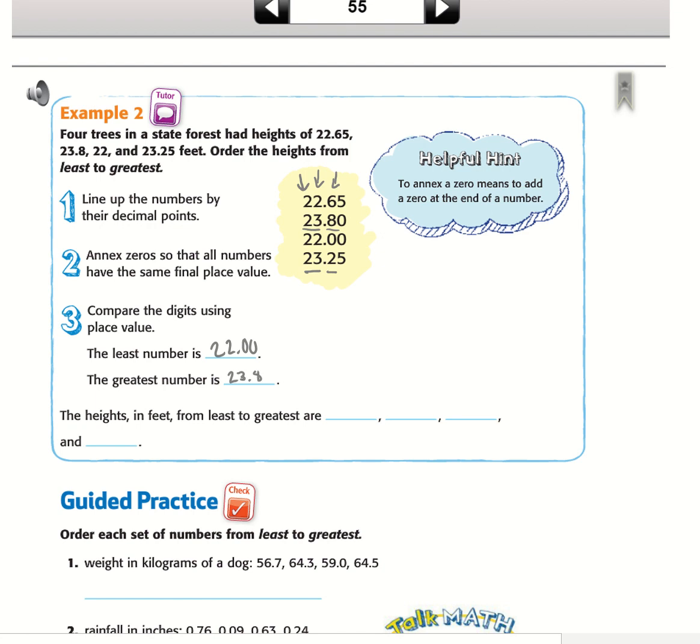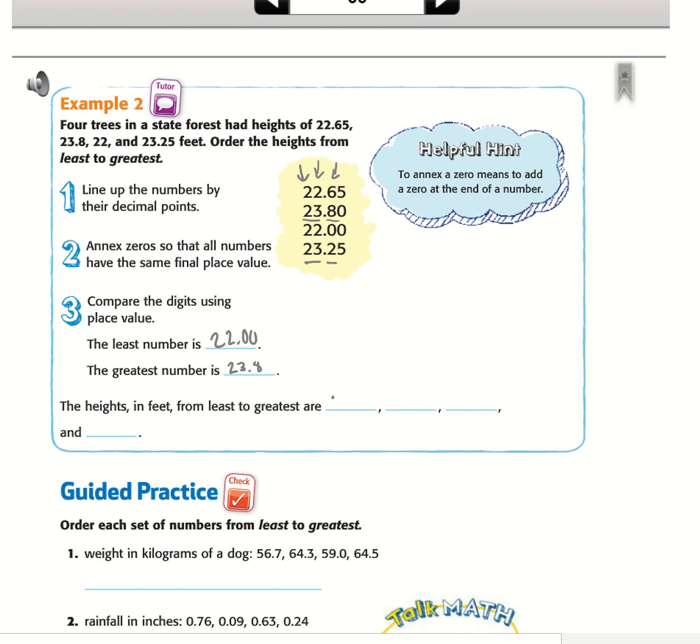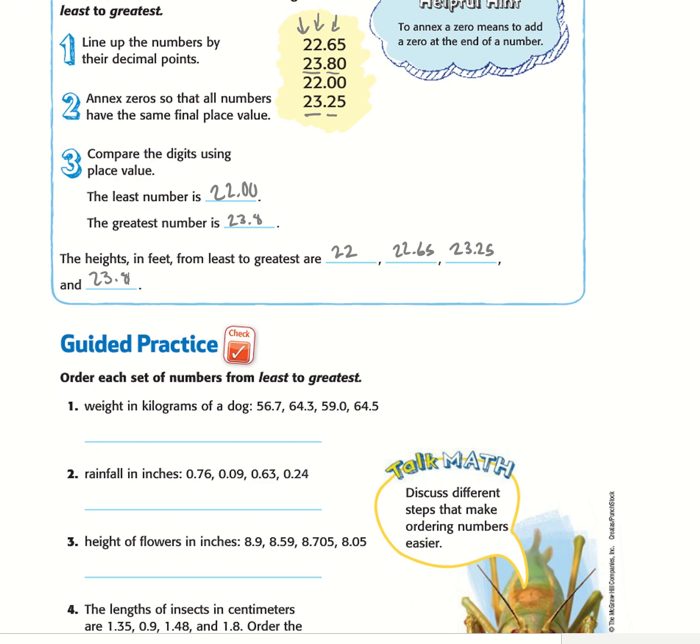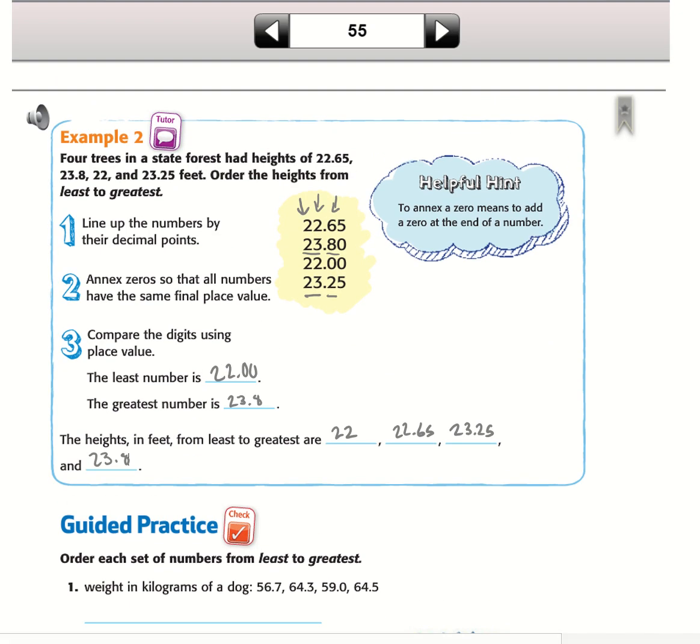So the heights in feet from least to greatest, I'm going to have 22, 22 and 65 hundredths, 23 and 25 hundredths, and 23 and 8 tenths. Very important that we line up our decimals and annex our zeros. That's going to help us solve these. Helpful hint.